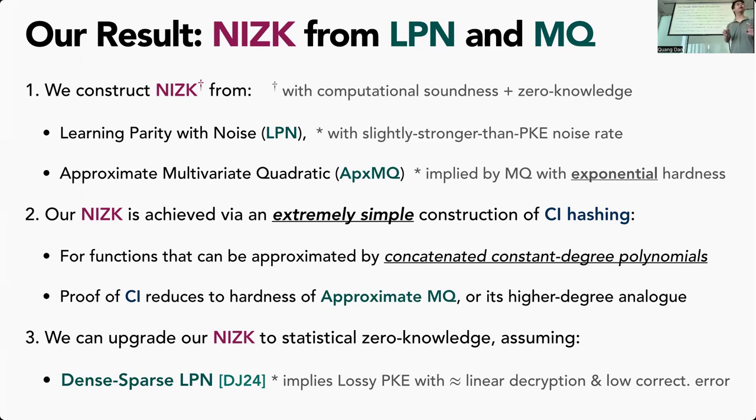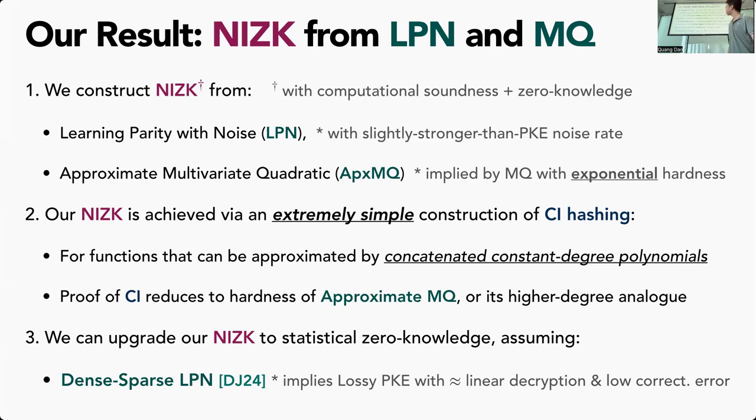Okay, and the upshot for those who know about the template is that it allows us to have a lossy public key encryption scheme with approximate linear encryption and also very low correctness error. And this is a primitive that is needed to plug into this template.